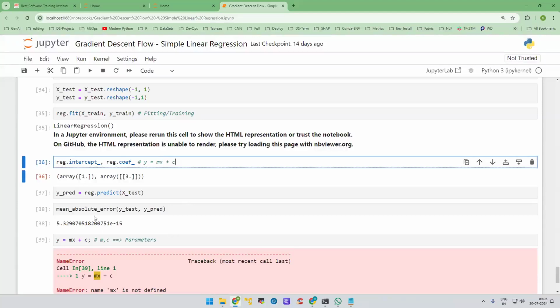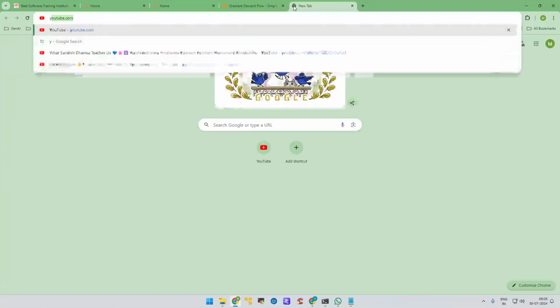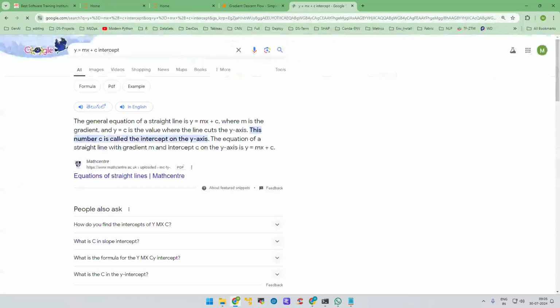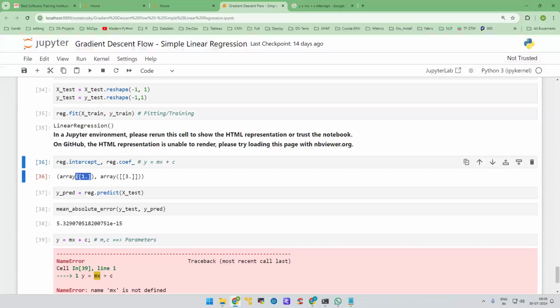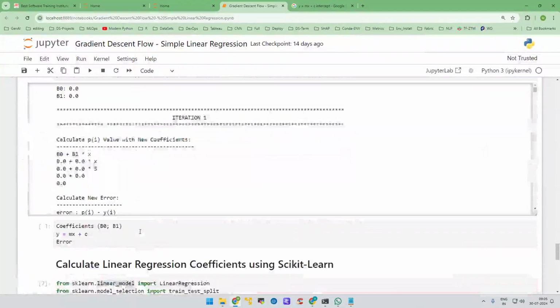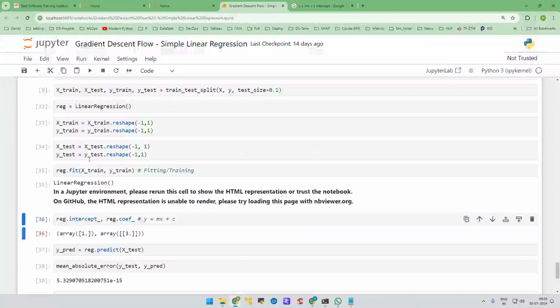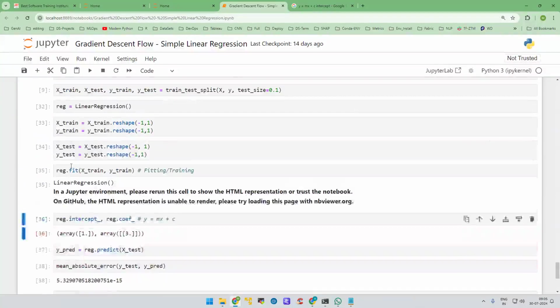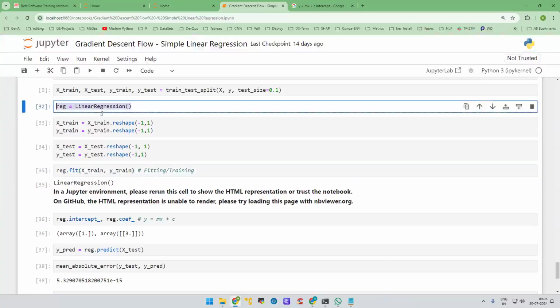I'm still not sure whether it is m and c or c and m. One second. Y equal to mx plus c, where the number c is called the intercept. All right, so this is c and this is m. Of course, we can get the parameters in a more automated way. We got these values just after fitting it once we have this import.